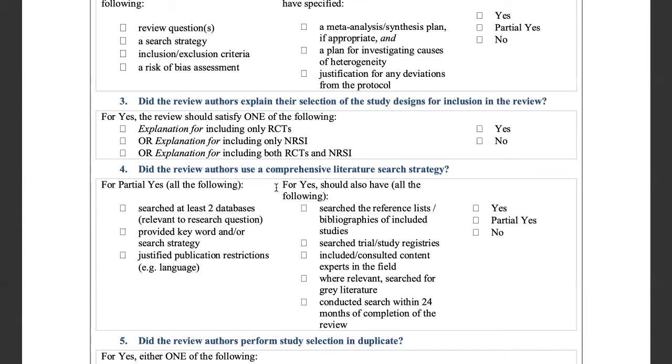For yes, in addition to these three, they also need to report that they have conducted a search on the reference list of included studies. For example, they ask or consult the content experts in the field, and also they needed to conduct the search within 24 months of completion of the review, for example. So if all of these 5 items are reported on the systematic review, it's yes for this question.